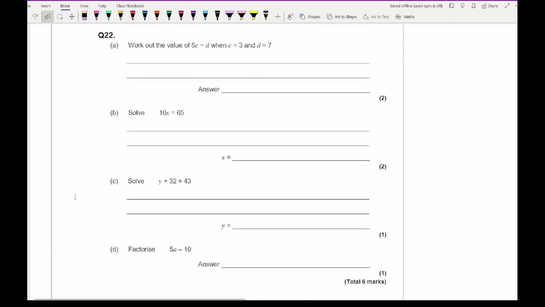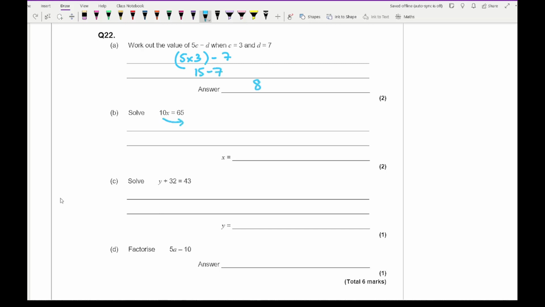Moving on to question 22. So again, a series of solving equations question with a factorizing one at the end, which isn't on the revision list, but again could creep in. So for the first one, A, it says work out the value of 5c minus d, where c equals 3 and d equals 7. So I'm going to do 5 times 3, take away 7, so that's 15 minus 7, which gives me an answer of 8.